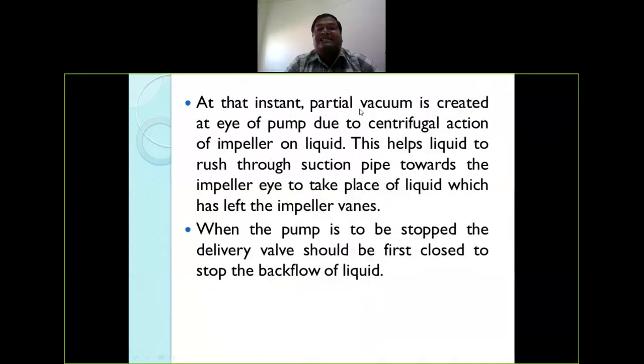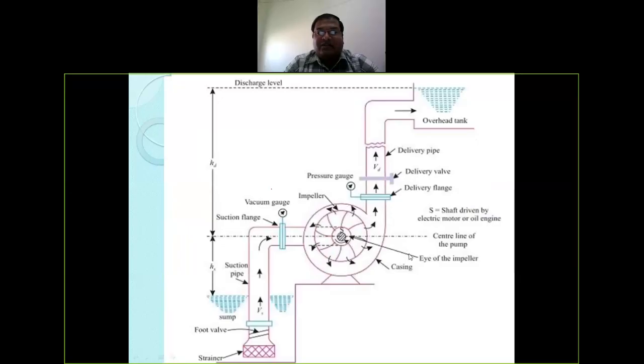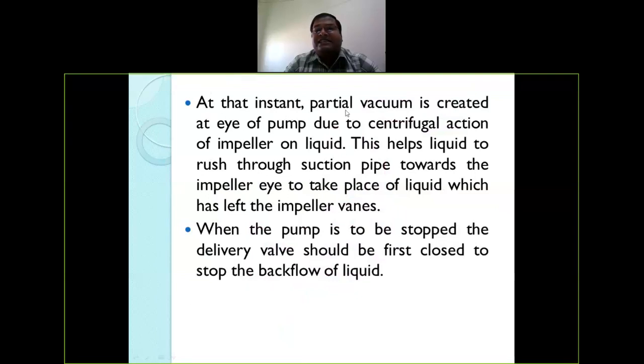At that instant, a partial vacuum is created at the eye of the pump due to the centrifugal action of the impeller on the liquid. This is the central end of the pump, and this is the eye of the impeller. You can see my cursor. So at that instant, a partial vacuum is created at the eye of the pump due to the centrifugal action of the impeller on the liquid, and this helps liquid rush through the suction pipe towards the impeller eye, to take the place of the liquid which has left the impeller vents.